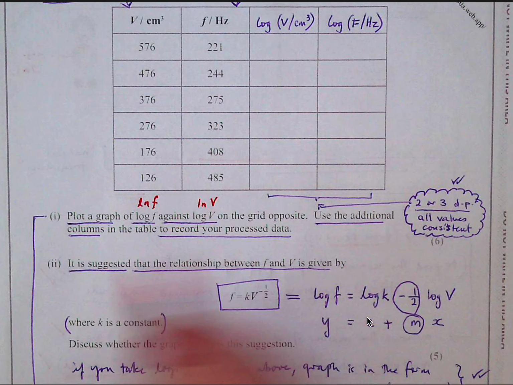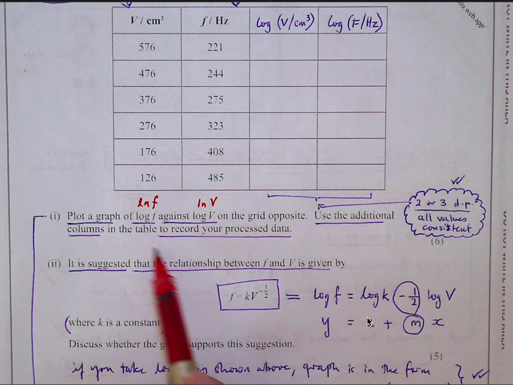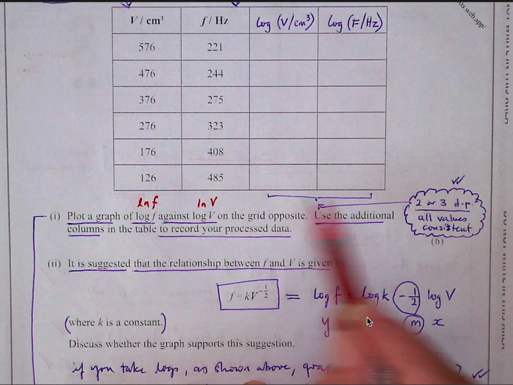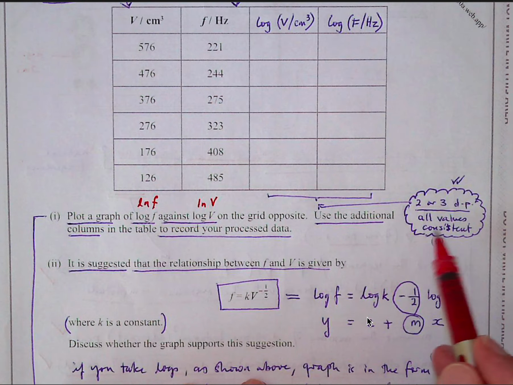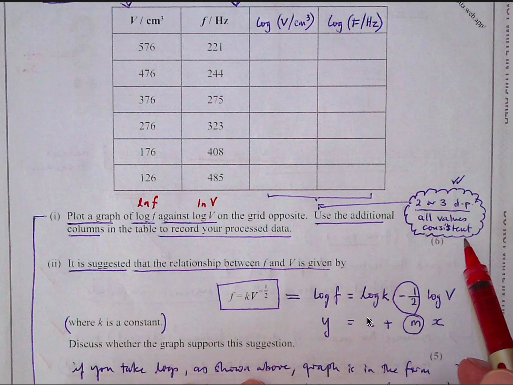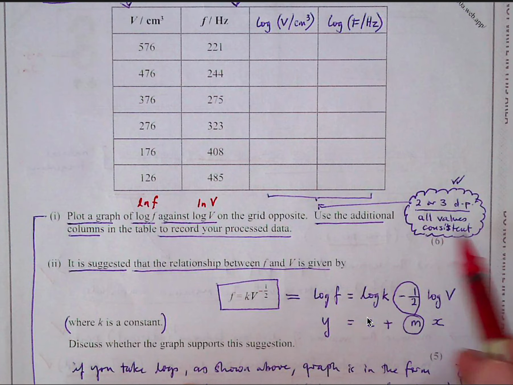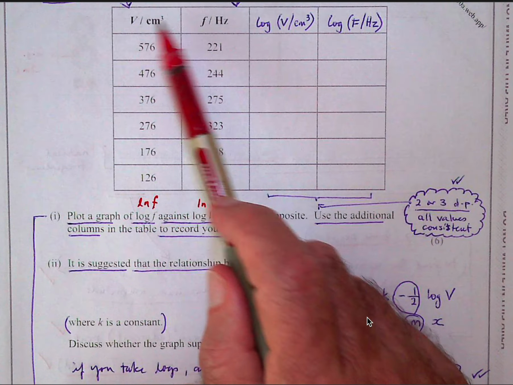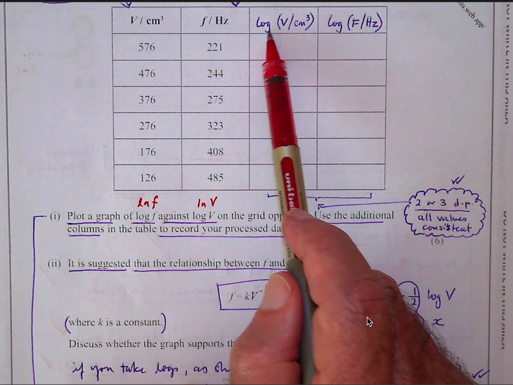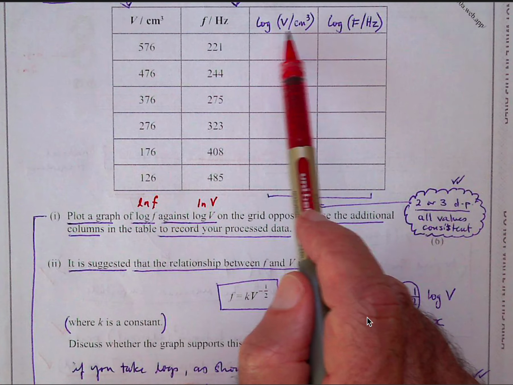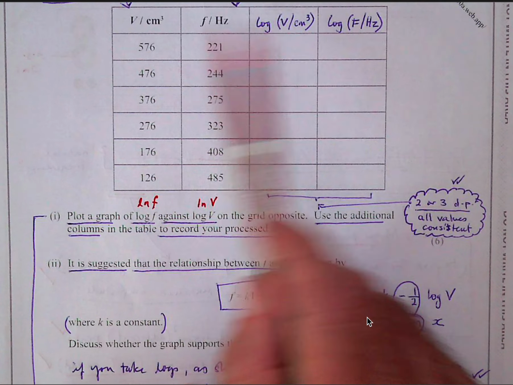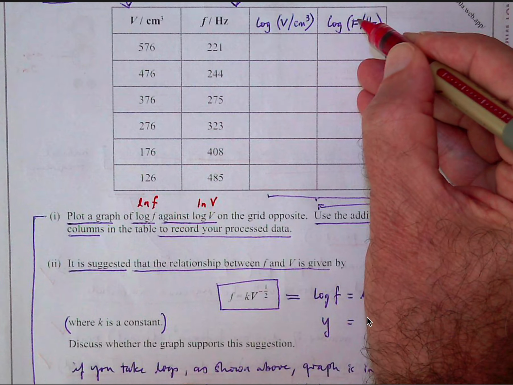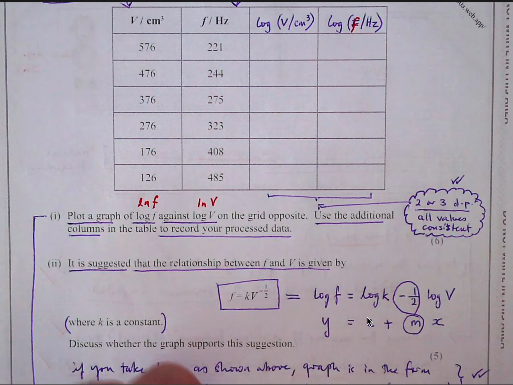It says use the additional columns, these two, to record your process data. Now, one key point: whenever you're using logs, you would use 2 or 3 decimal places, and all values should be 2 or 3 decimal places, okay? Make sure you know that for your core exam. Then when you do the log, you put everything there in brackets. That's the convention for logs and natural logs. So this would be log brackets V / centimeters cubed, and then log brackets f / hertz. Okay, that should be a small f. So that's what they want you to do.